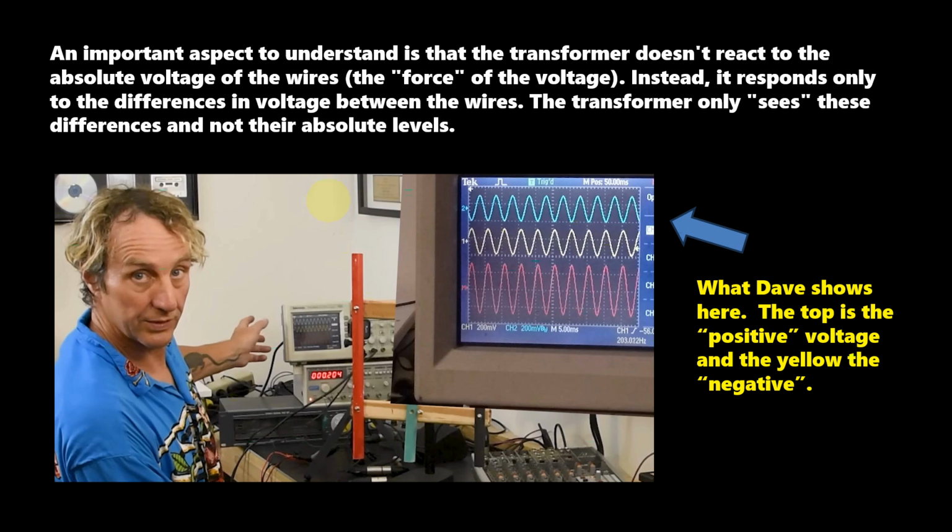So the important aspect to understand is that the transformer doesn't react to the absolute voltage of the wires, as I said. Instead, it responds only to the differences in voltage between the wires. The transformer only sort of sees these differences, and not their absolute levels. And this is what Dave shows here. The top is positive, and the bottom is negative.